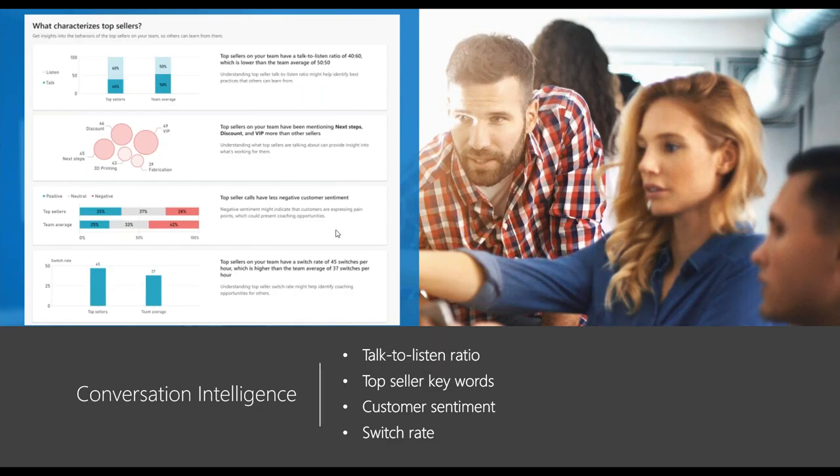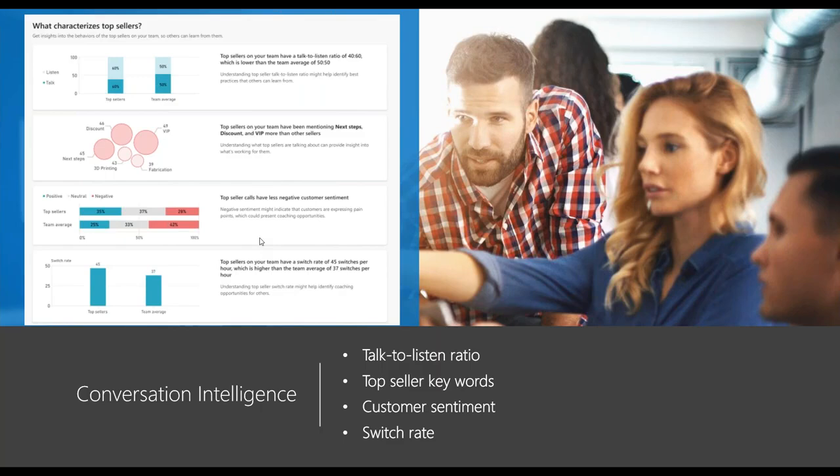Again, your customer sentiment. This indicates that top sellers may be asking more questions to identify the customer's pain points in order to resolve them to provide selling opportunities. So as we can see here, top seller sentiment is positive 35% of the time, neutral is 37, and negative is 28. And then you can see the numbers here for your team average, which of course we want to try and get up to the top sellers. What the negative sentiment means is it might indicate that customers are expressing pain points which present coaching opportunities.